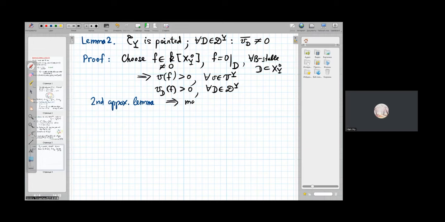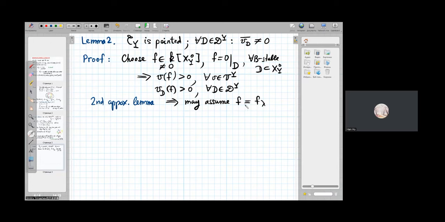So we may assume, by the second approximation lemma, that f is semi-invariant. Because when we replace the initial function f by a semi-invariant function coming from the approximation lemma, then these values can only increase. So if they were positive, they will still be positive after this replacement. This is exactly what the approximation lemma says.